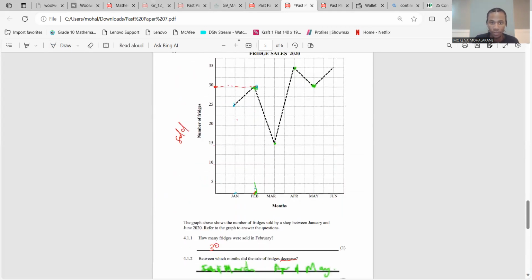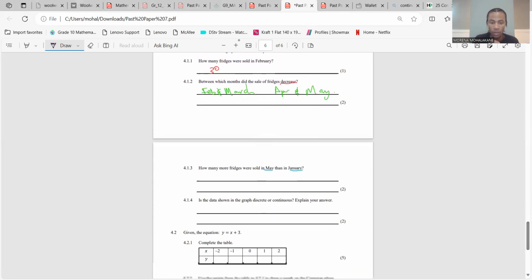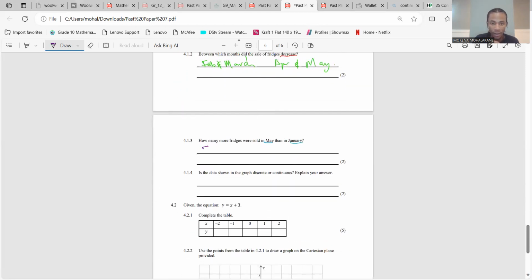So in Jan and in May. In Jan, they've sold 25. Then in May, they've sold 30, right? So more. So it's going to be in May 30 minus the one in Jan. So the difference is 5. So they've sold 5 more in May than in Jan.